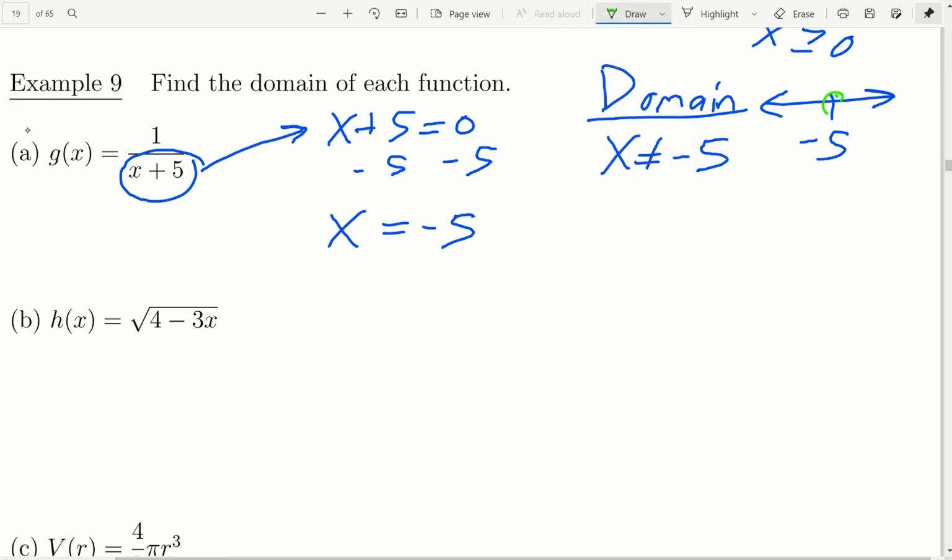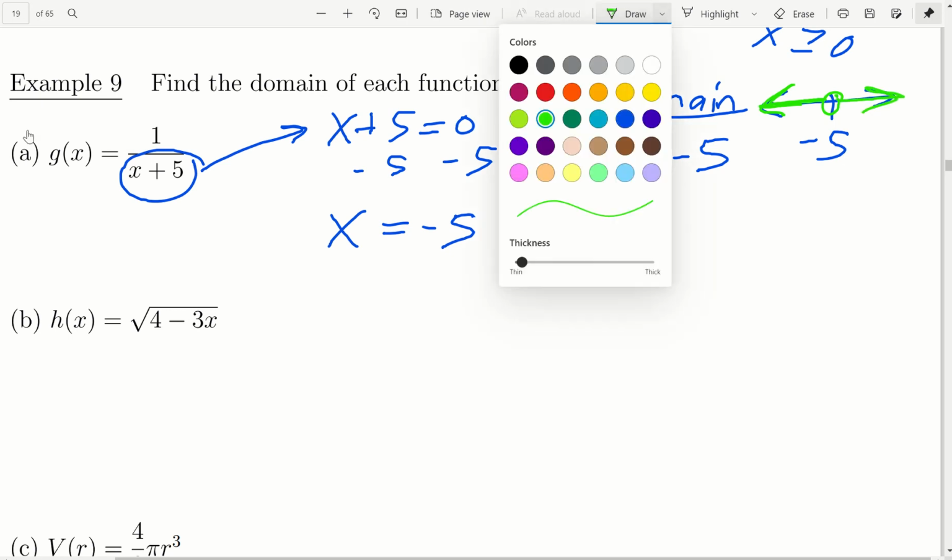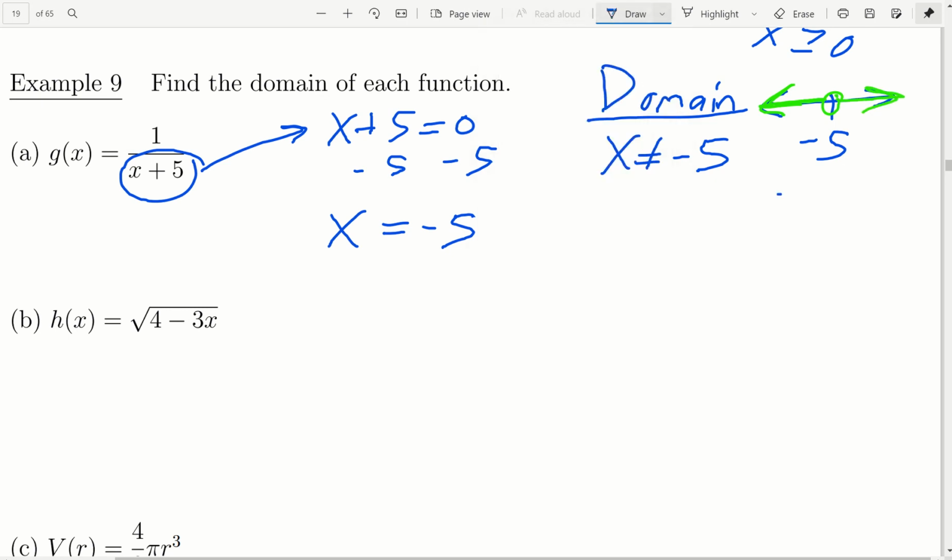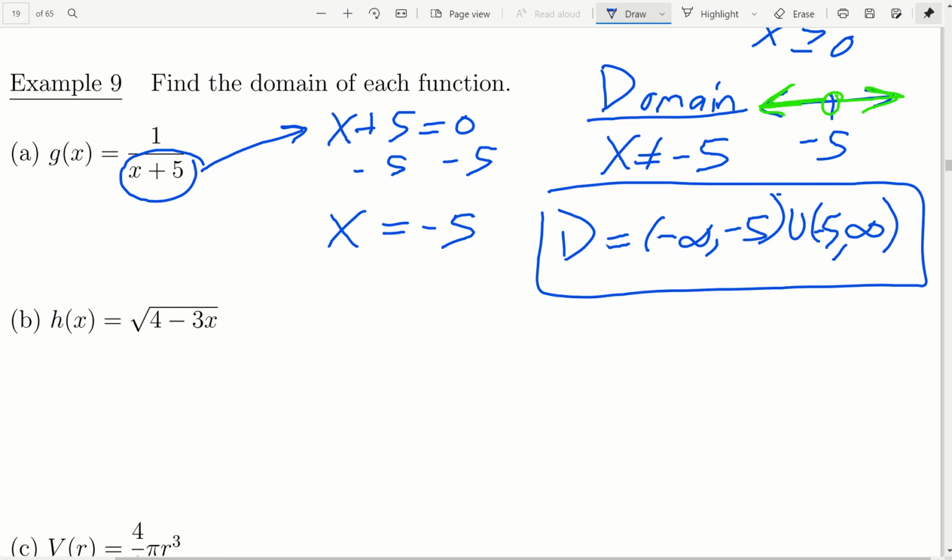What that would look like is we'd have the entire real number line, but we'd have a hole where -5 is being excluded. Typically, whenever we write the domain of a function, properly speaking, we want to write it in interval notation. This would be the set from -infinity to -5, not included, so it gets a parenthesis, union -5 to positive infinity. As long as x is in this set, then we are able to plug it in and we will get an output for the function g of x. So that is the domain of g.